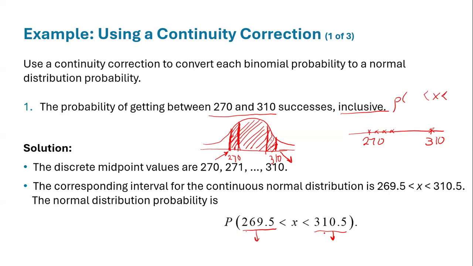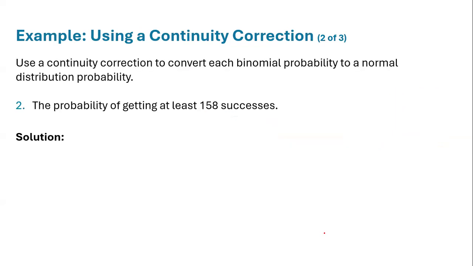Let's look at another example. We want to find the probability of getting at least 158 successes. At least 158 means 158 or more. So it means x must be greater than or equal to 158. This is the probability that you want to find in a binomial distribution. And it depends on the number of trials. You need to find all of those probabilities from 158 to the maximum number of trials that we have.